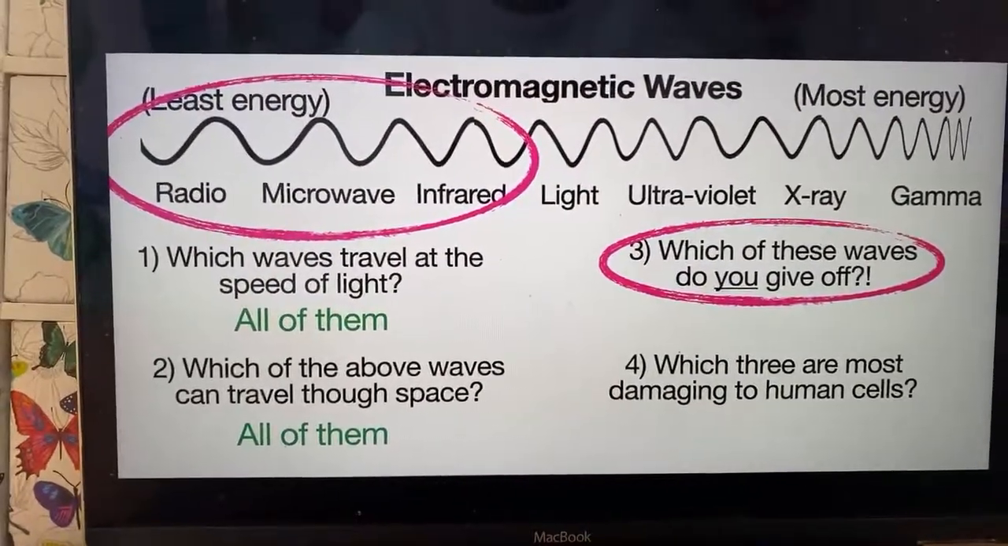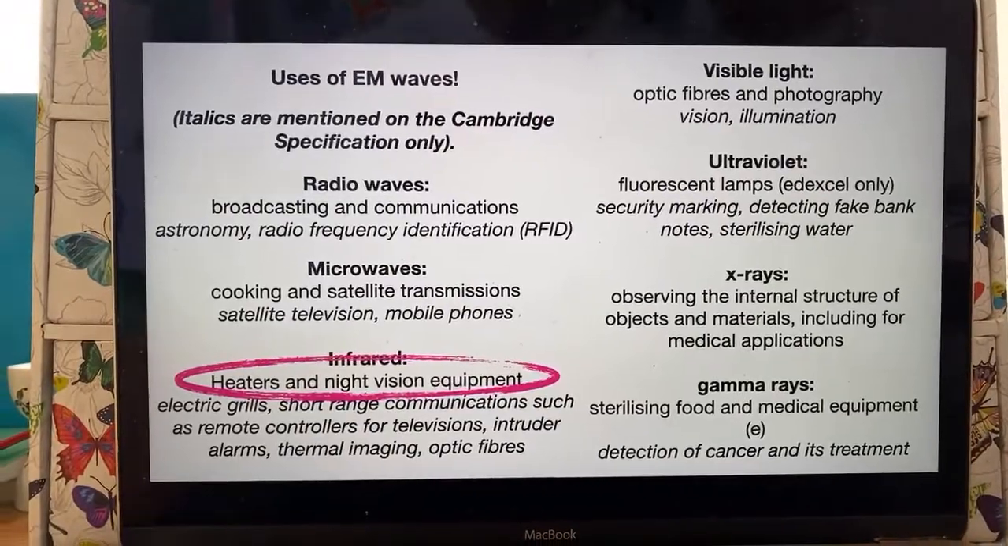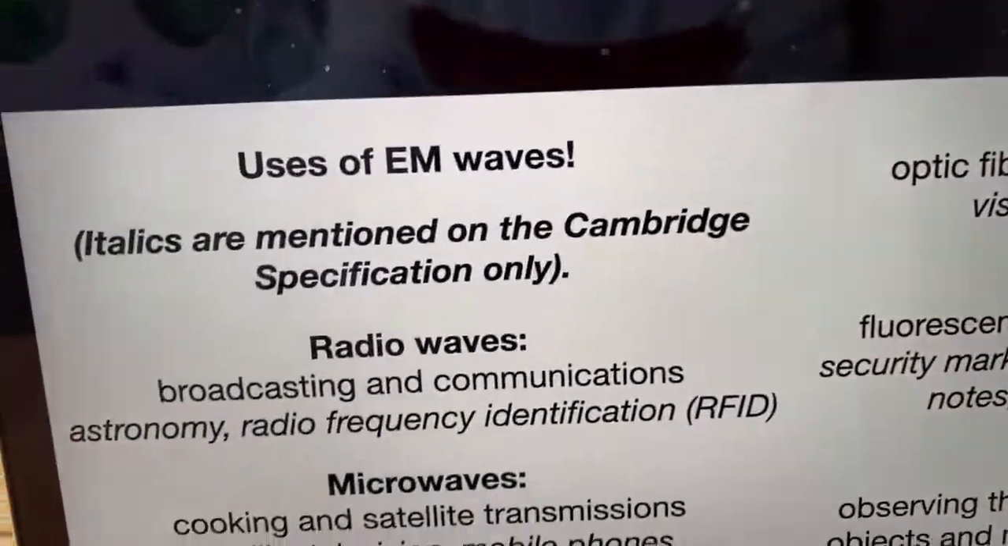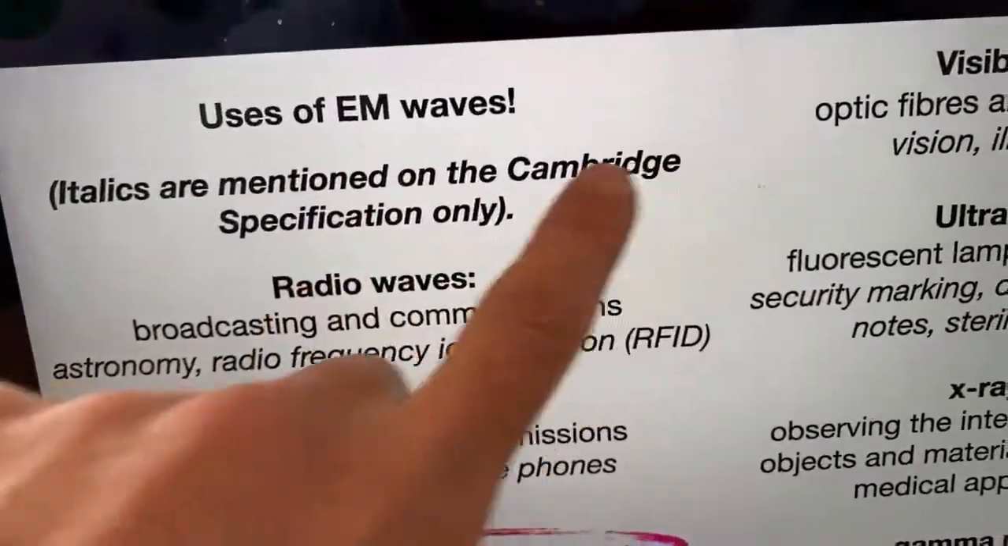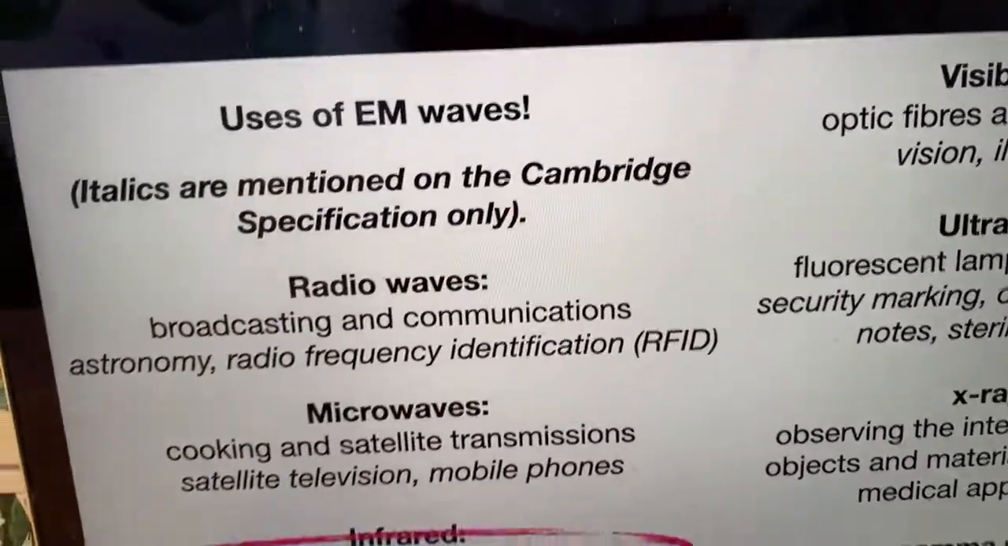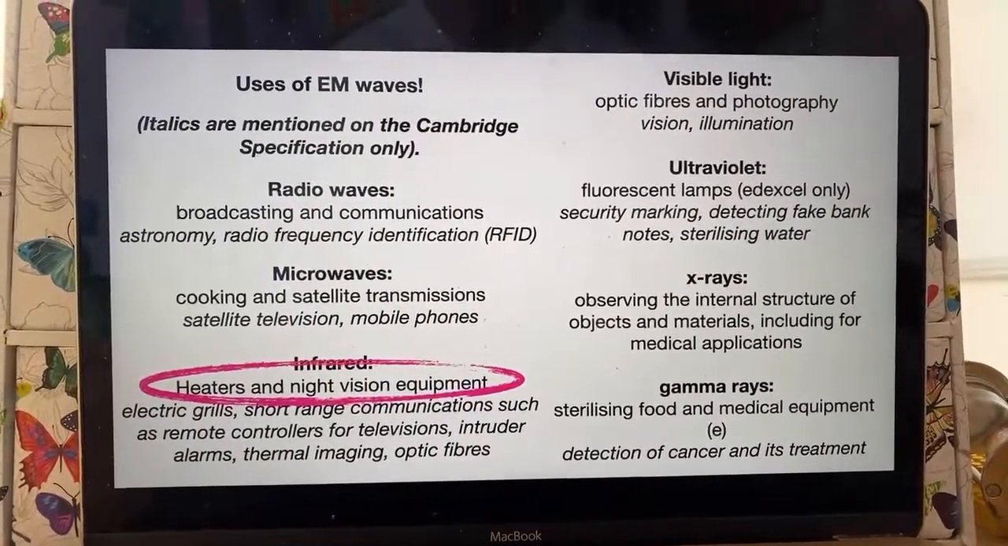So just to run you through this, because there's an awful lot to learn about this on your spec. This is all the uses of electromagnetic waves that you need to mention on your specification. The ones in italics are Cambridge only. Cambridge really needs you to learn a lot of stuff. And I've put all this in a sheet for you in my Facebook group.